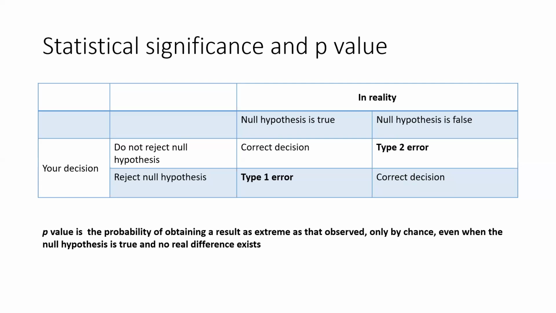What's that? What's the reality? Smoking. There is possibly a relationship. There's a relationship. Okay, so that means the null hypothesis is false.